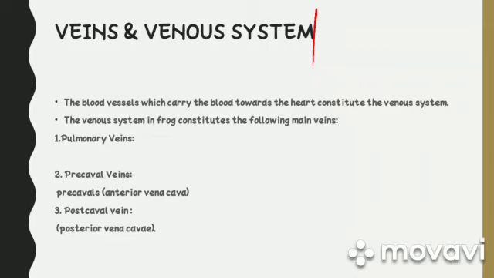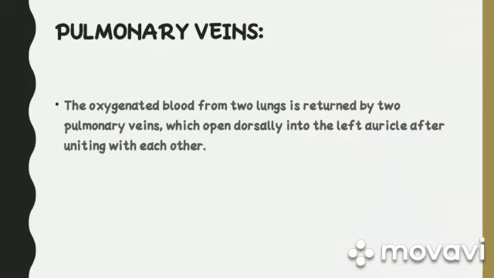So venous system is a set of blood vessels called veins which bring the blood from all the parts of the body towards heart. The venous system consists of three major components, which are pulmonary vein, precaval veins. There are two precavals, also called anterior vena cava, and third is postcaval vein, which is also called posterior vena cava.